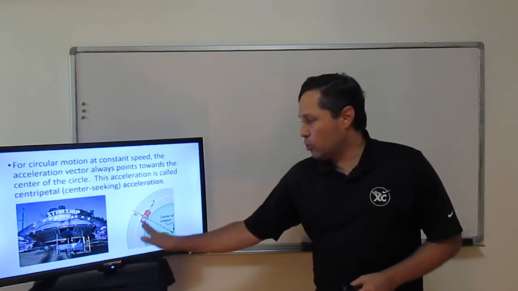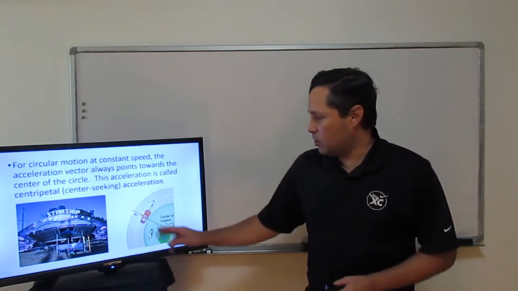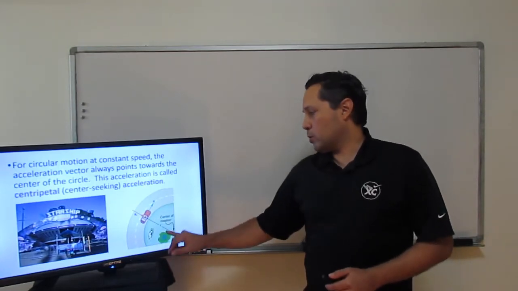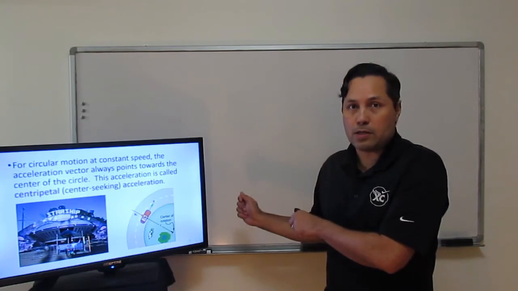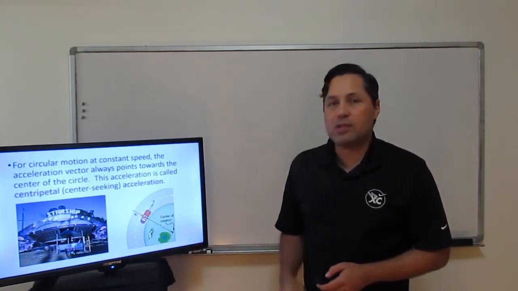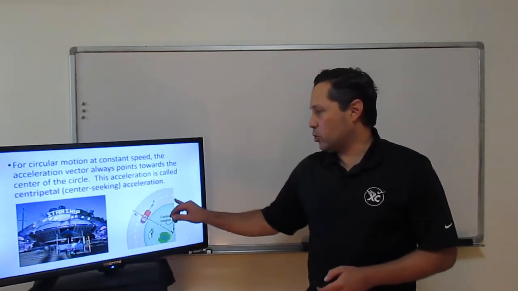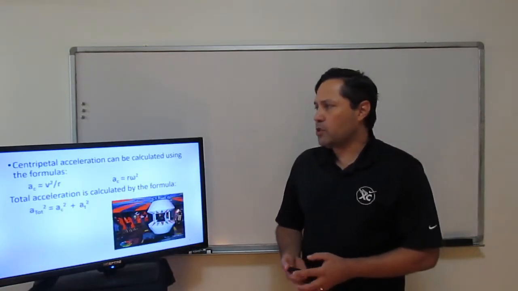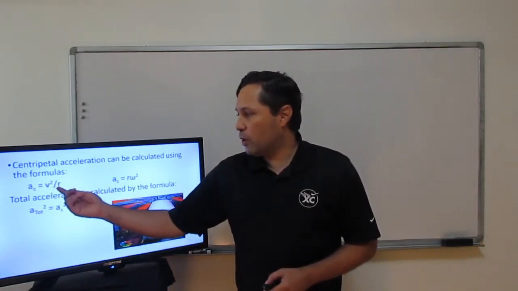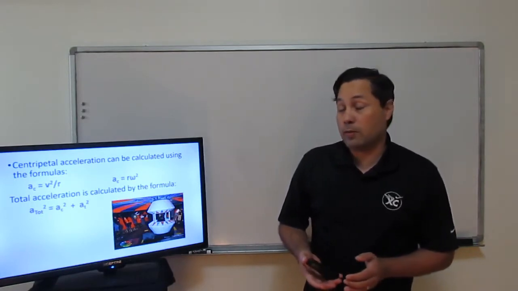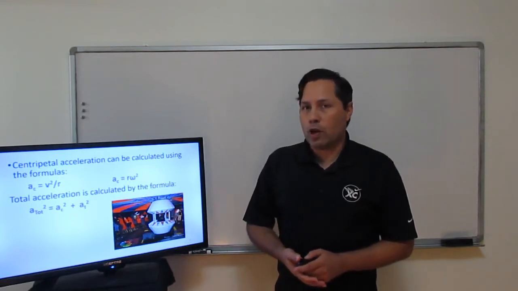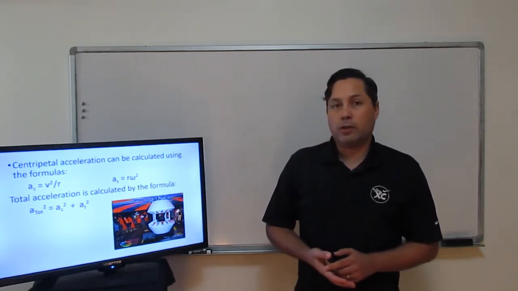If you were driving your car and making a sharp right turn like you see in this picture, you're accelerating again towards the center of the circle. So as you turn to the right, it will be accelerating towards the right. Friction in this diagram will also be towards the center of the circle as you turn. Centripetal acceleration can be calculated using two formulas. It is velocity squared over the radius. Also, radius times the square of the angular velocity will also give you centripetal acceleration.